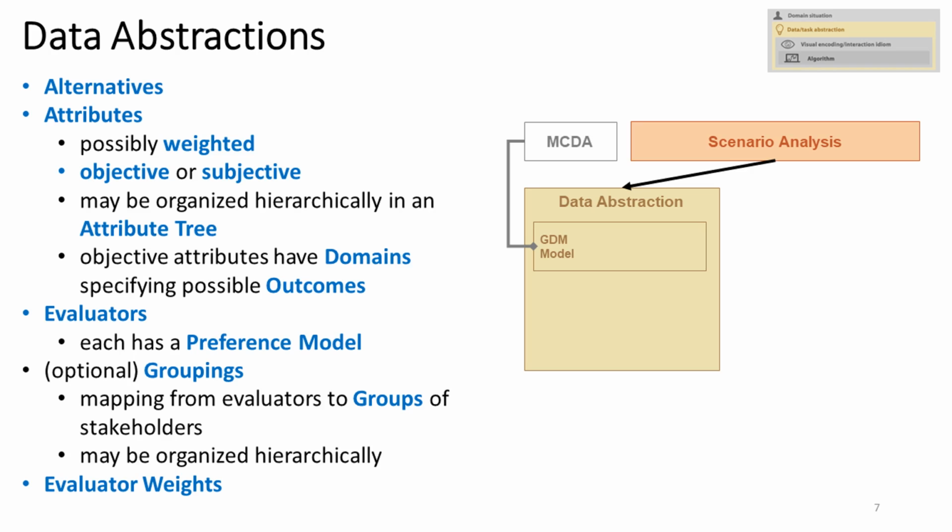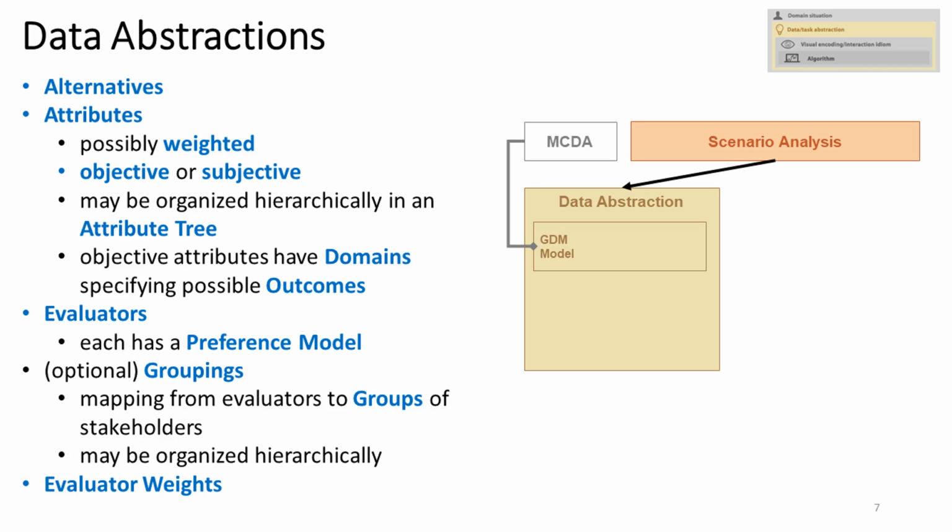Attributes may be hierarchically organized. For example, bed size and mattress quality may be components of a more general attribute for room quality. Any objective attribute should have a domain of possible outcomes, and a mapping of alternatives to these outcomes. For example, one hotel may favor larger beds.